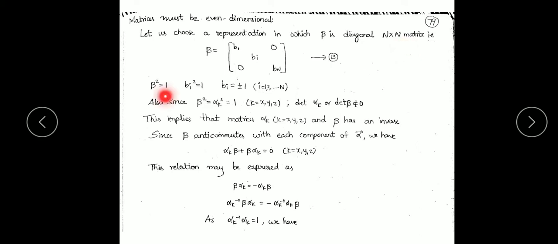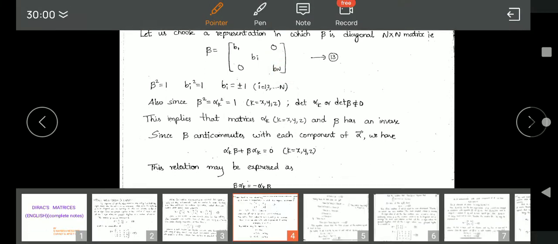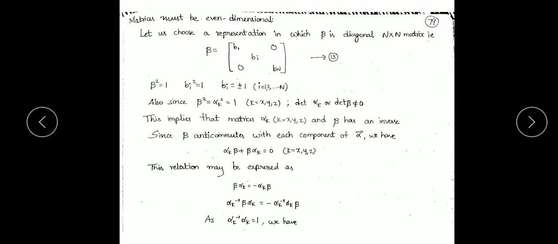And we already know that beta square equals 1 from the properties of Dirac matrices. So if we square this matrix, multiplying it with the same matrix, and perform matrix multiplication, what we get is b1 square, bi square, bn square. But beta square equals 1, and 1 is nothing but the unit matrix. That means beta 1 square equals 1, beta 2 square equals 1, beta i square equals 1, beta n square equals 1, like that we get after squaring.